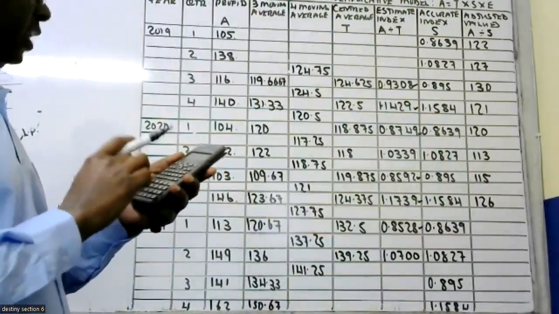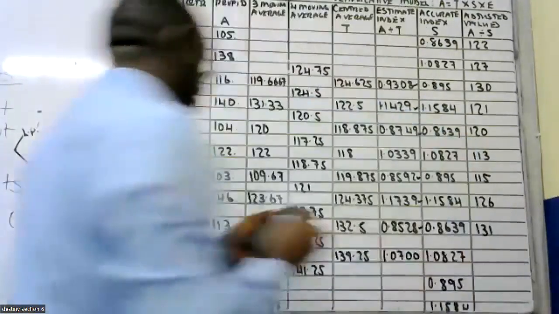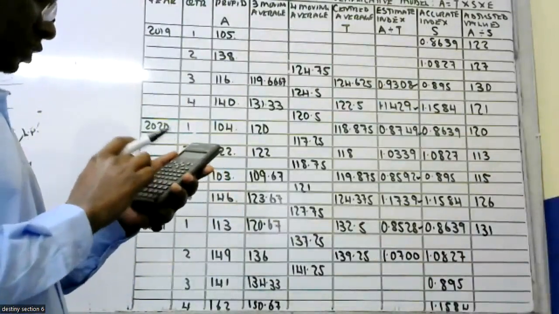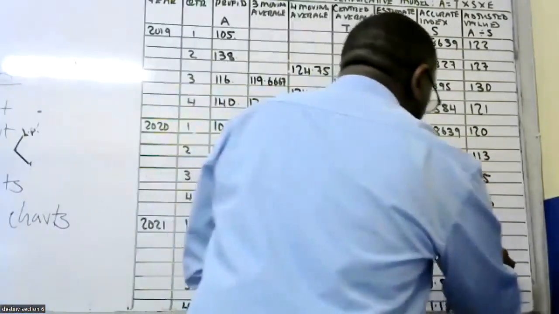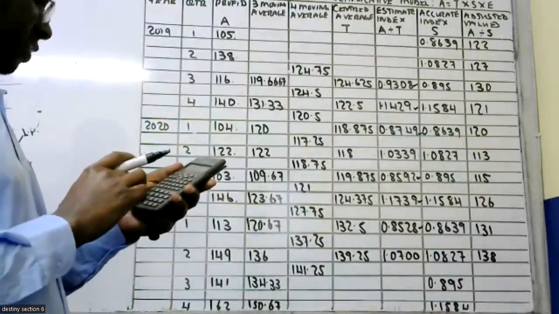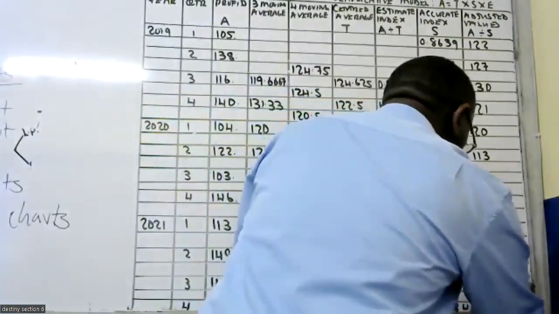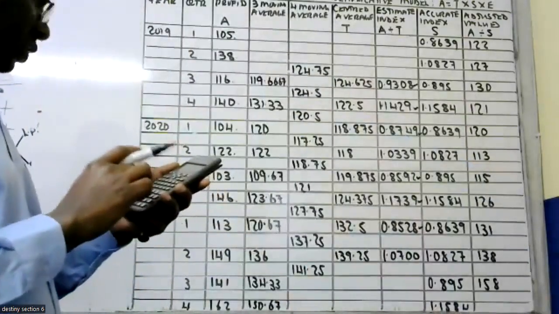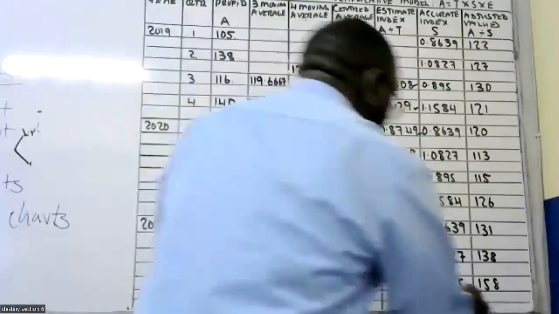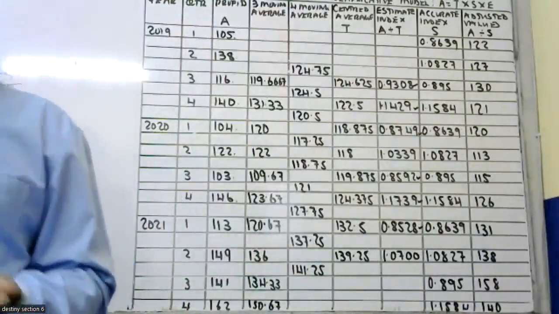113 divided by 0.8639 is 131. 149 divided by 1.0827 is 138. 141 divided by 0.895 is 158. 162 divided by 1.1584 is 140. It's 140.